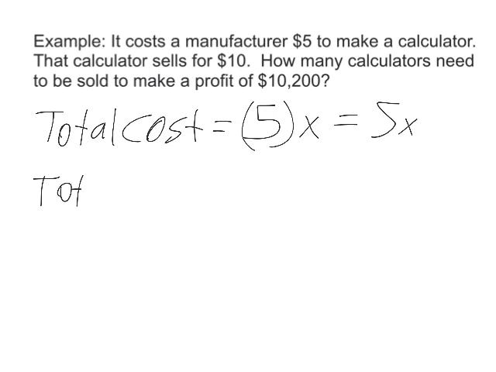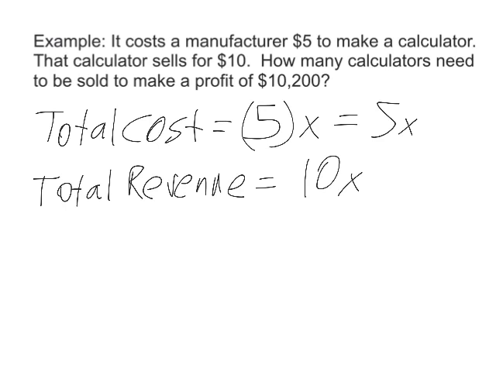The total revenue, and I'm not going to use the parentheses this time, would be $10 times x. That gives you $10 for every item that you sell. And what we'll do is we'll say revenue minus cost. Revenue is the amount of money you take in. Cost is the amount of money you had to spend to produce the products. The difference between those two gives you the amount of money that you get to take home, which is your total profit.